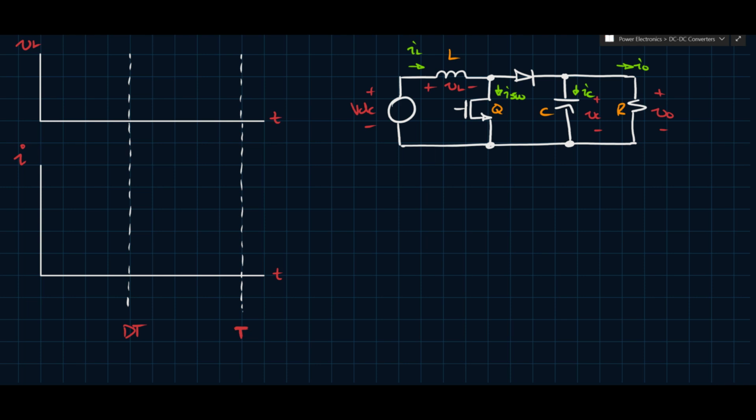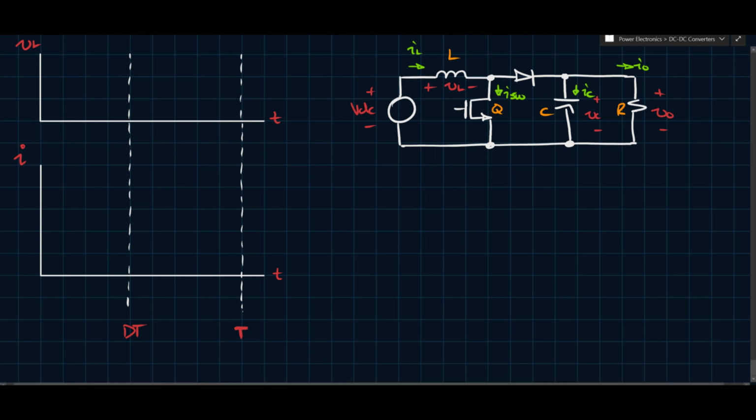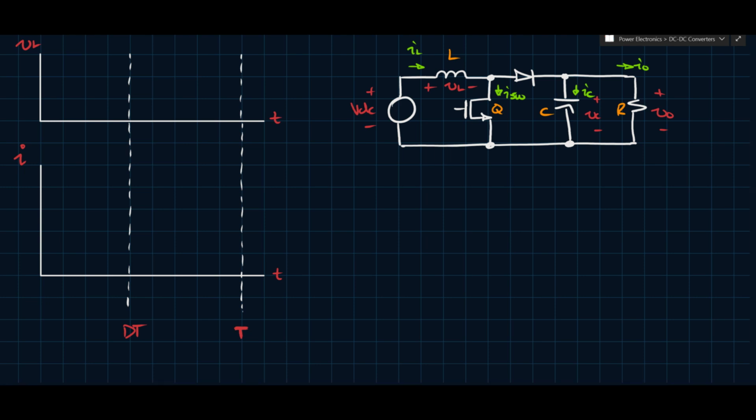So, as always with this type of analysis, we're going to start with the inductor voltage, because the inductor voltage gives us a good idea of what's going on. We'll look at the inductor voltage and its current ripple, and then we'll also look at the capacitor voltage and the output voltage ripple, and then we'll look at this concept of the conduction modes, the continuous conduction mode and the discontinuous conduction mode, and so on.